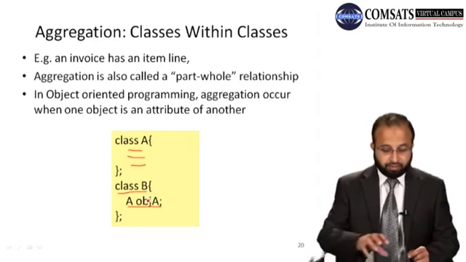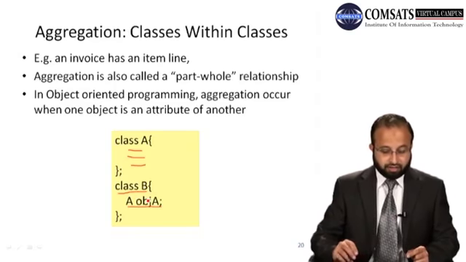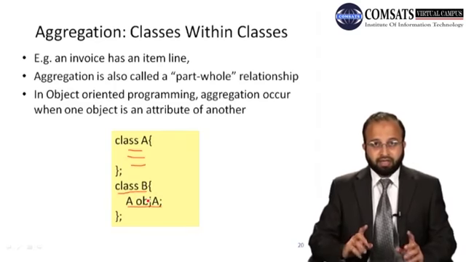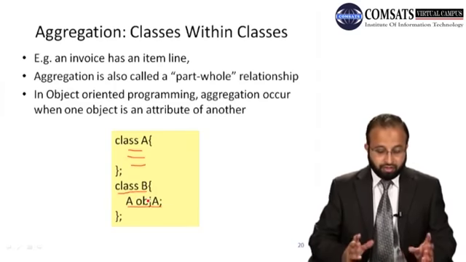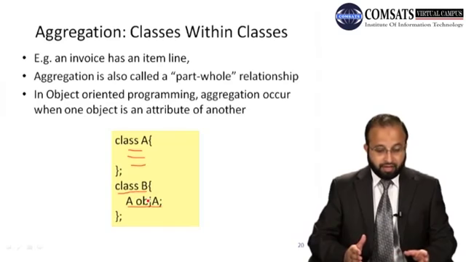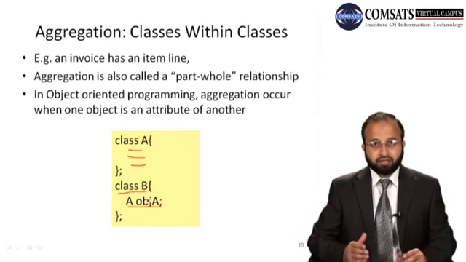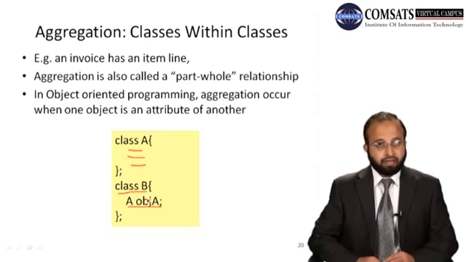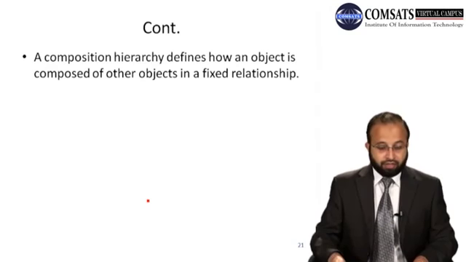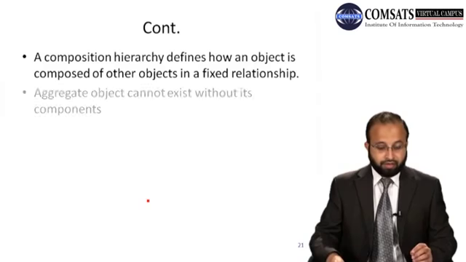ठीक है, so आप इस C++ के कोड को देखते हुए क्लास A है, क्लास B है और B क्लास की डेफिनेशन में आपने A क्लास का ऑब्जेक्ट बना लिया है. By watching this code you cannot say B is a, but you can say B has a. ठीक है, so that relationship aggregation can be represented by creating an object of the other class within the definition of another class. A composition hierarchy defines how an object is composed of other objects in a fixed relationship, right?